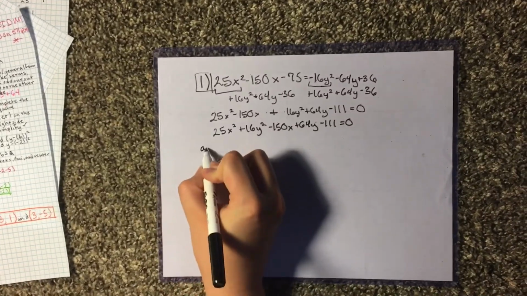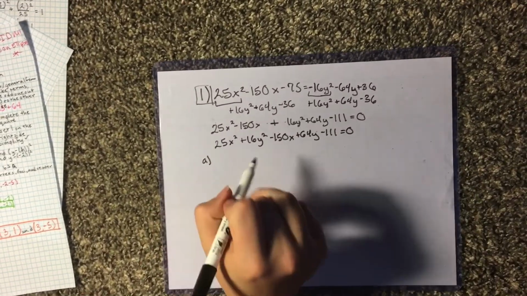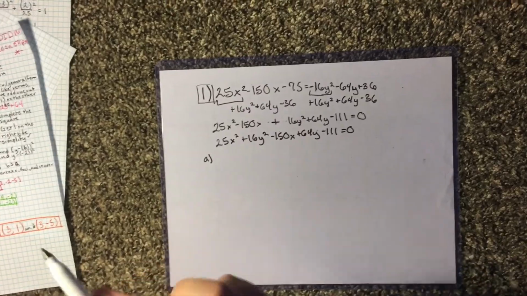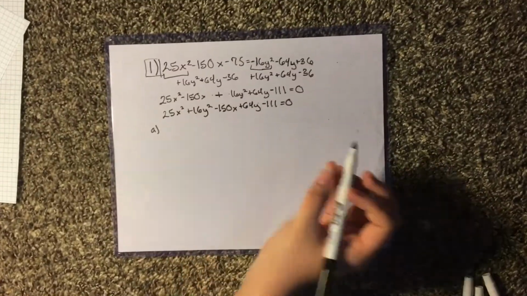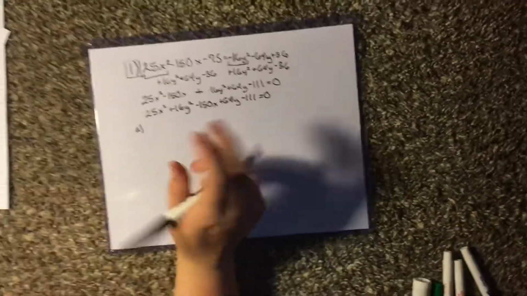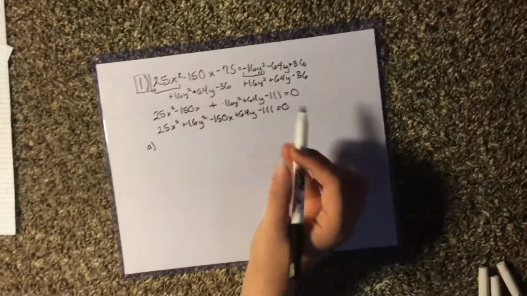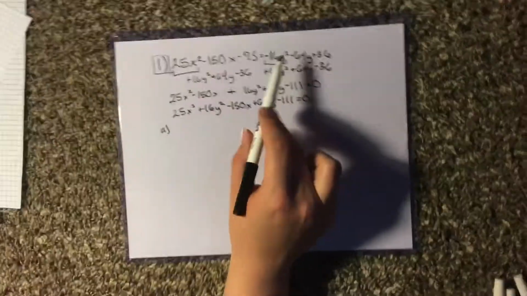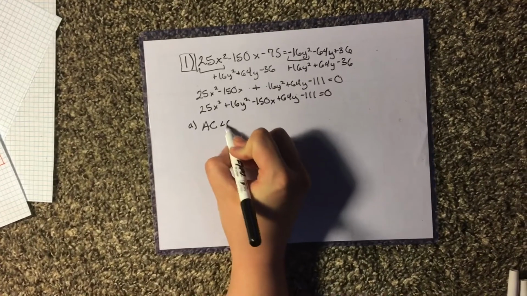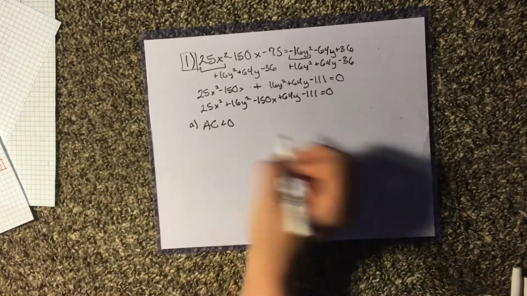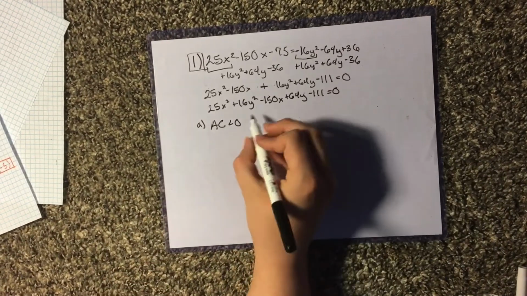So question A was, is this an ellipse, a parabola, or a hyperbola? I'm sorry, an ellipse, not an ellipses. And I thought it would have been a hyperbola because when AC, A times C, is less than 0 or negative, it's a hyperbola.